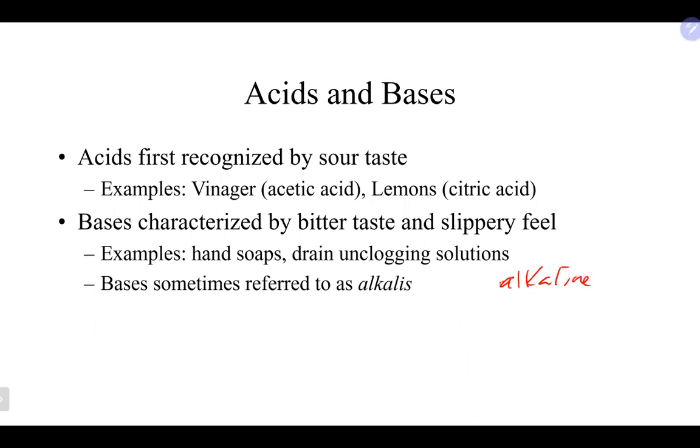And as we'll talk about, a lot of strong bases come from group 1 and group 2 on the periodic table, which are our alkali metals and our alkaline earth metals. A lot of those with some hydroxide is where a lot of our bases really come from.